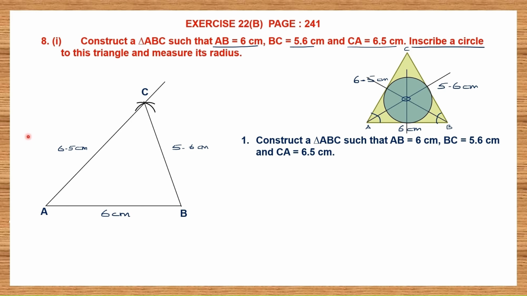So we have finished the construction of the triangle. Next step, bisect any two angles. So let's take any two angles and bisect. To bisect, what do we do? Now we are going to bisect A.